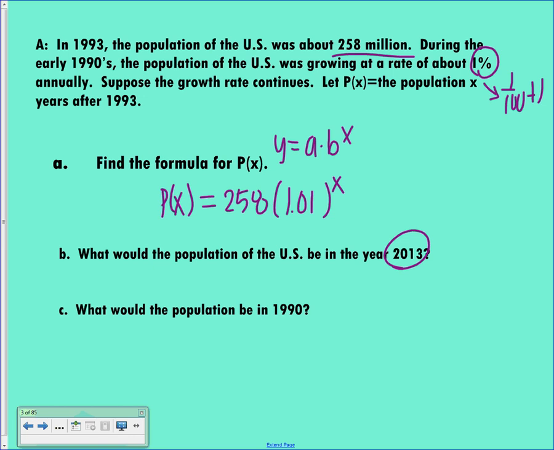For part B, what will the population be in the year 2013? This is where your reading skills are going to come in handy. 2013 is how many years after 1993? That is 20, so you're going to let x equal 20. Plug that into your formula, 258 times 1.01 to the 20th. Be very sure that when you do this in your calculator, you do the power first and then multiply by 258. If you do that, you get about 314.81.